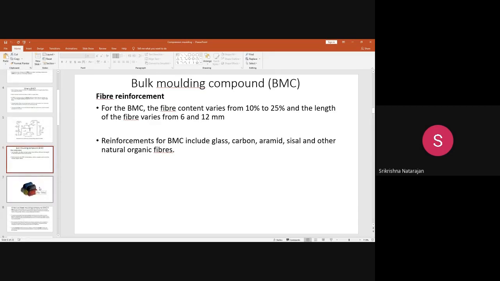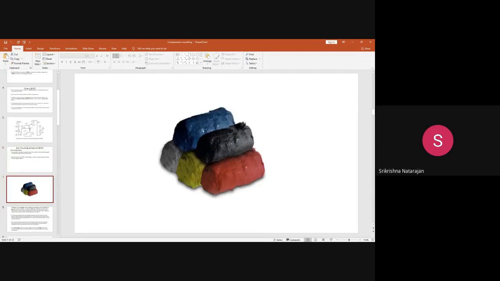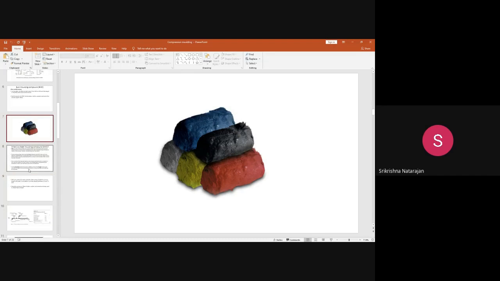And through this process, you get a BMC like this. You can see the schematic diagram of BMC in different colors. This is the BMC, which is the bulk molded compound. This is a mixture of the chopped fibers, resin, fillers, and other ingredients. Okay, so this is how you obtain the BMC.